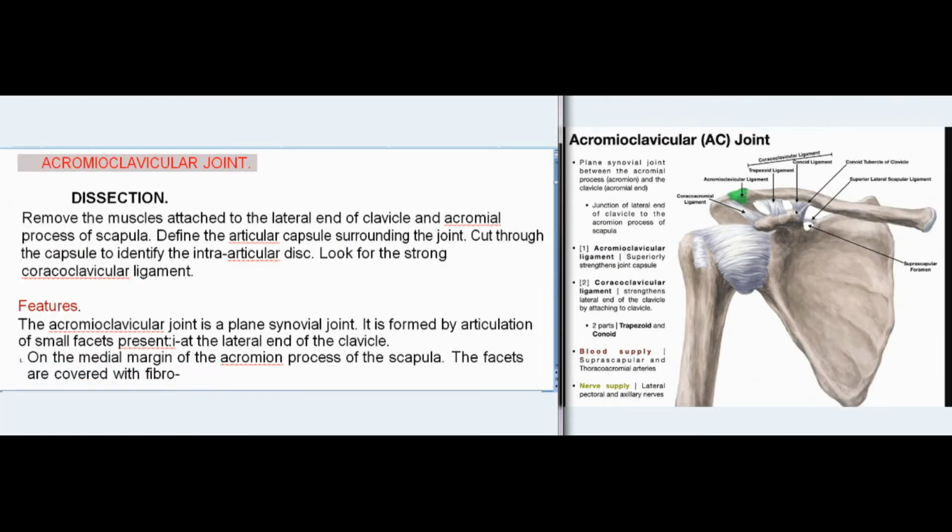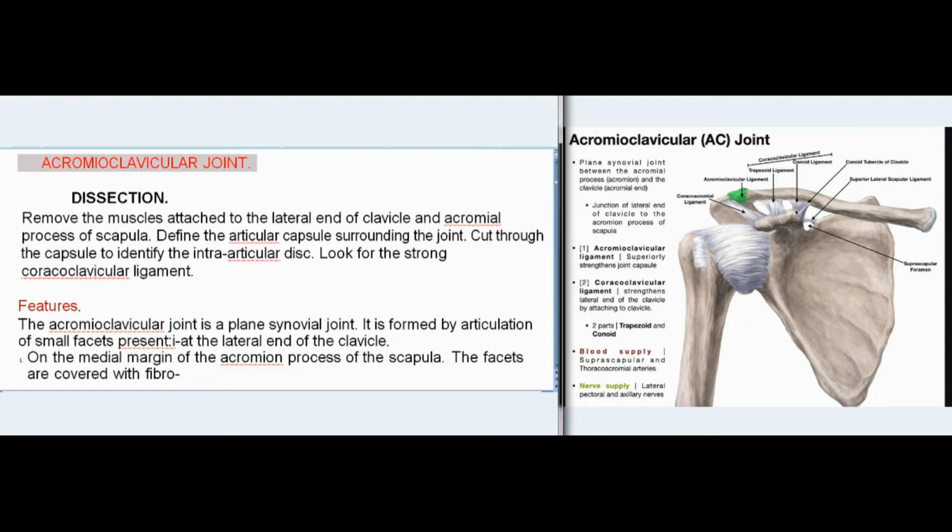Acromioclavicular joint. Dissection: remove the muscles attached to the lateral end of the clavicle and acromial process of the scapula. Define the articular capsule surrounding the joint. Cut through the capsule to identify the intra-articular disc. Look for the strong coracoclavicular ligament. Features: the acromioclavicular joint is a plane synovial joint.